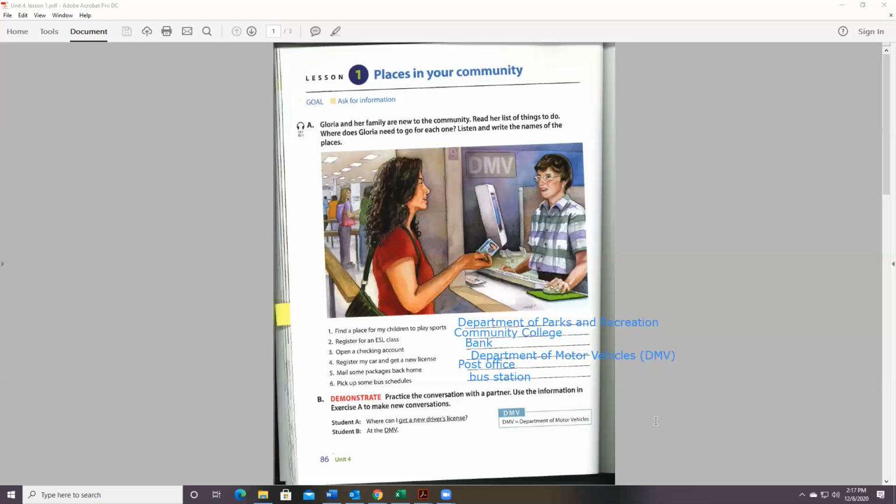Letter B, it says practice the conversations with a partner. Use the information in exercise A to make new conversations. Okay, I hope you can practice, but I understand that maybe you don't have anyone to practice with. Okay, so let's look at A. It's student A. Where can I get a new driver's license? At the DMV. DMV is abbreviation, abreviación, for Department of Motor Vehicles.